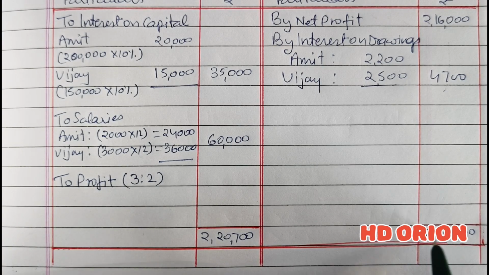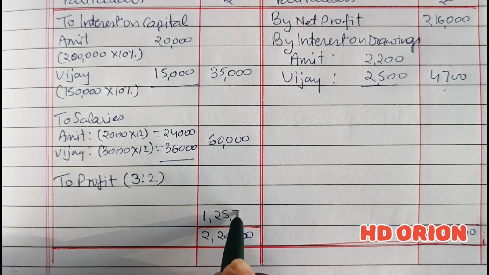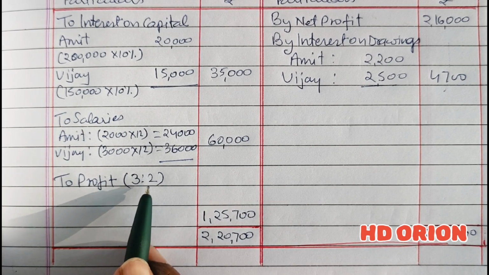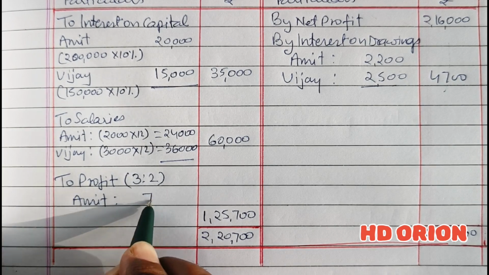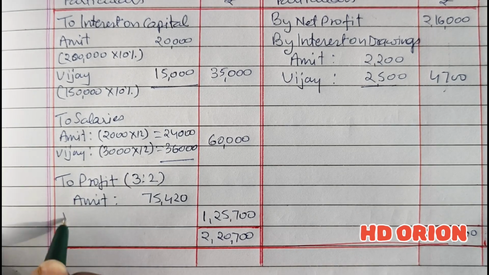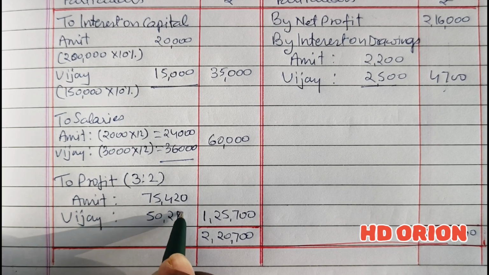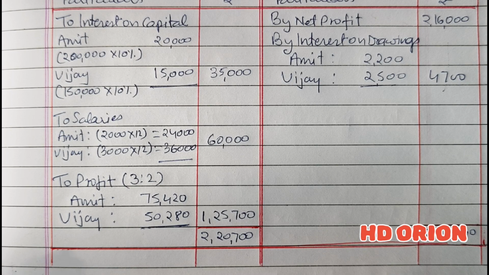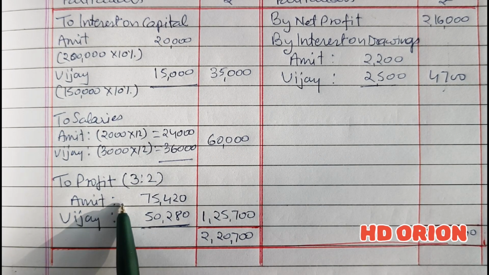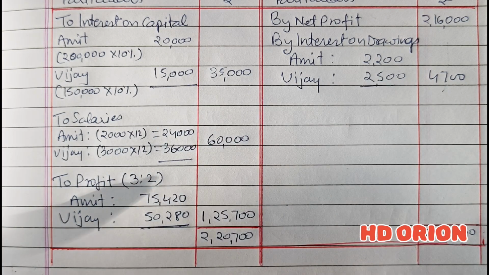This credit side is more, so as a credit balance we get rupees 1,25,700. When broken in the ratio 3:2, first partner Amit will get rupees 75,420 and Vijay will get rupees 50,280. Now all these items will be transferred to partners' capital account to the credit side, and this item, interest on drawing, will be shown on the debit side of profit and loss account. That is what double entry system is.